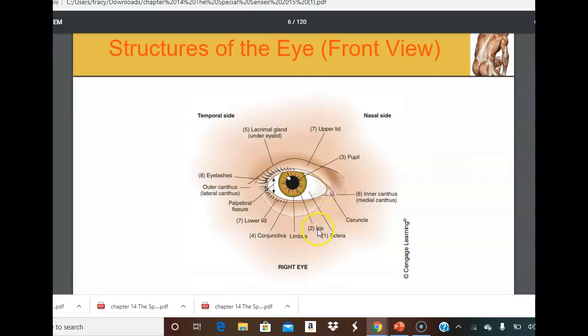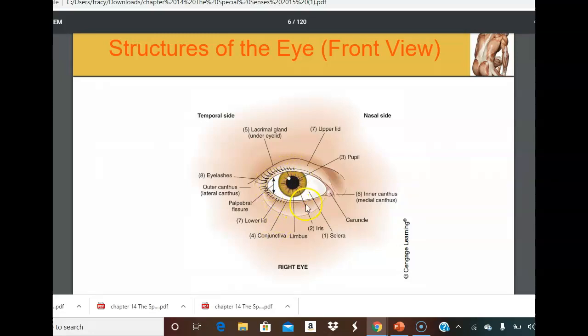Number 1 is sclera, so that's the white part. The iris is our colored part, and we know that that can vary depending on the individual. The pupil is the dark part in the middle. That's the area that can either get smaller or bigger depending on the response to light. The limbus is this very outer region between the sclera, which actually is the conjunctiva, and the iris.